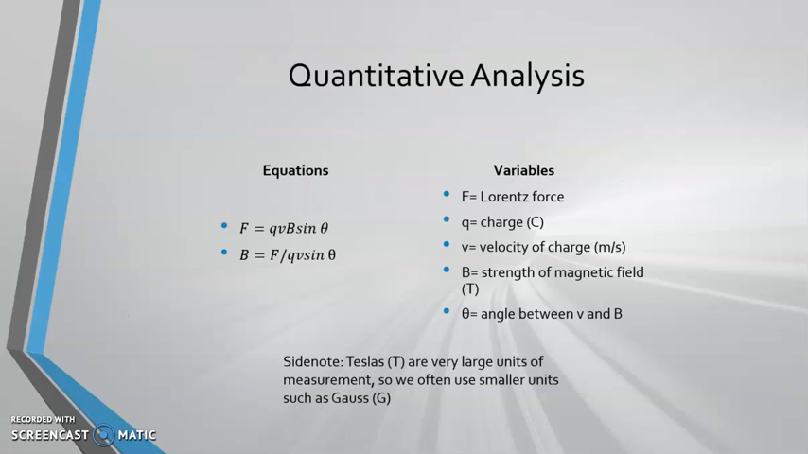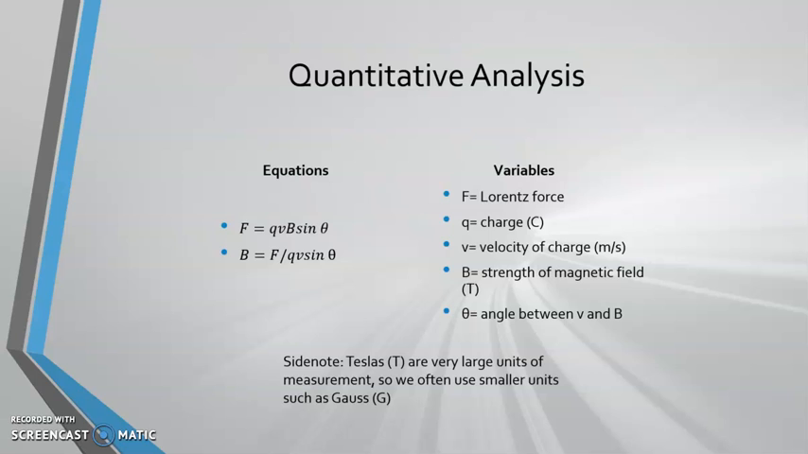So the quantitative analysis of the Lorentz force. There's really just this one basic equation on top there. The bottom one is just a derivative of the first one. I just solved for B. So let's talk about the variables in this equation. F is the Lorentz force, measured in newtons. Q is going to be the charge, which is measured in coulombs.